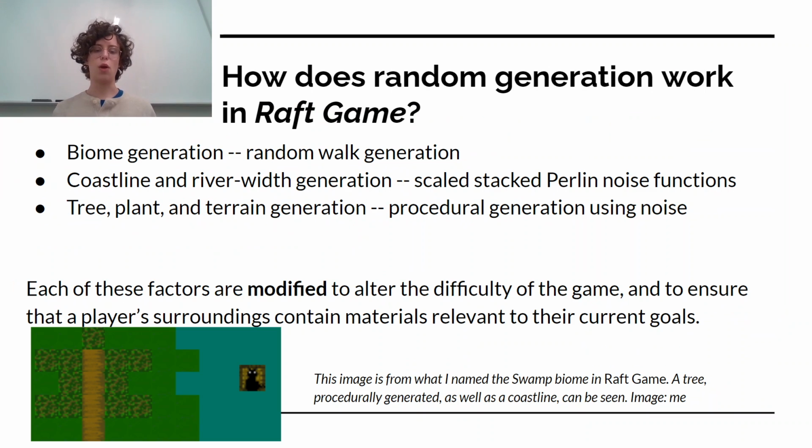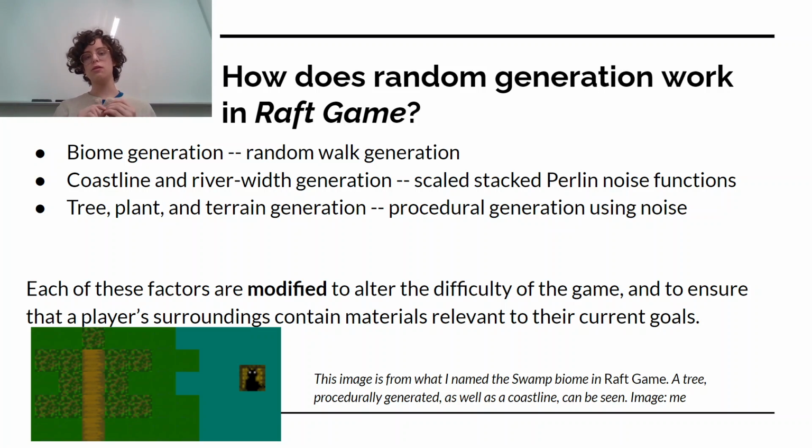So how does random generation work in Raft game? Well, there are three elements of random generation that I have put into the game, which I will talk about in sequence. Firstly, generation of biomes that the player will go through. This is accomplished through something called random walk generation. Then there is generation of the coastlines of the river and the width of the river. This is accomplished through scaled, stacked Perlin noise functions. And then there's the generation of trees and plants and terrain on the side of the river. And this is done using procedural generation through noise.